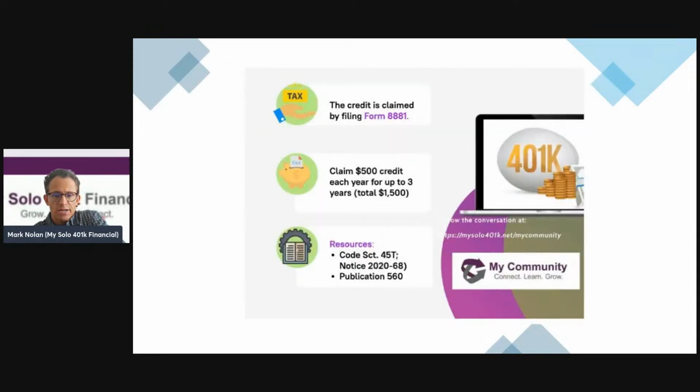Okay, let's keep moving on here. The auto contribution credit is claimed yearly over that 3-year period using Form 8881. So you're going to file Form 8881 each year that you claim that credit in $500 increments for a total of $1,500 over 3 years. You can learn more about the auto contribution credit under Code Section 45T and Notice 2020-68.